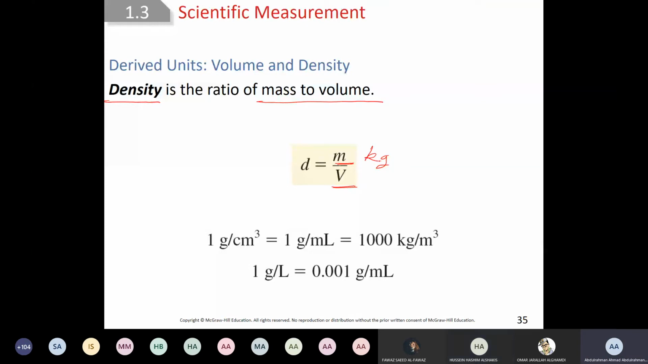The mass, we will use kilogram. For volume, if I want the SI unit, what is it? Meter cube. That's the volume in meter cube. Is this clear? Good. Now, I want you to memorize this. What's the density of water?